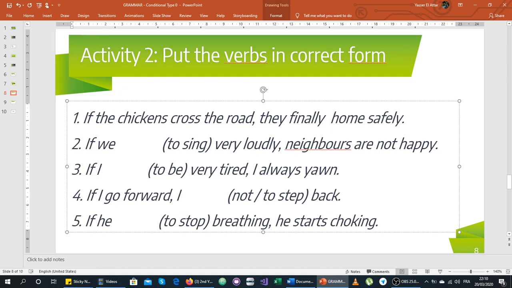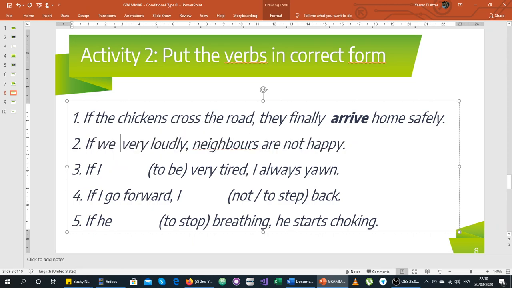So which is the verb? Arrive. Here we have they, and when we have they, the verb arrive we just leave like this. We don't attach anything to it, we add s only with he, she, it. Here we have if we, and the verb to sing very loud, neighbors are not happy. So this one, we just change it like this. If we sing, just like this, conjugated in the simple present, that's it. If we sing very loudly, neighbors are not happy.